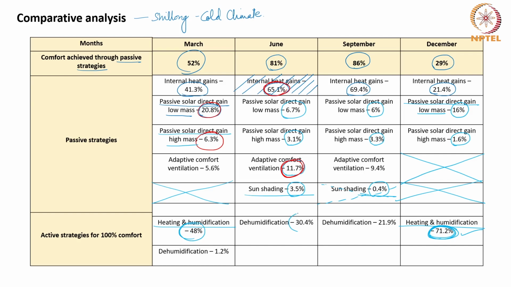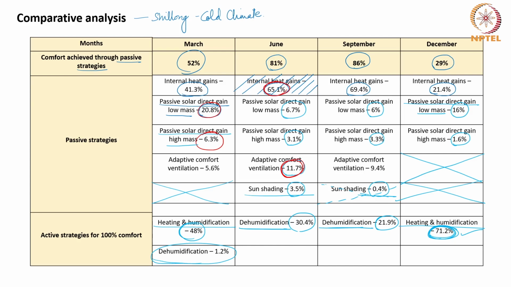Whereas for June, 30.4% of the hours are effective with dehumidification as the strategy, and for September, 22% of the month becomes comfortable by dehumidification. With dehumidification for the month of March, 1.2% of the time shifts from uncomfortable to comfortable.